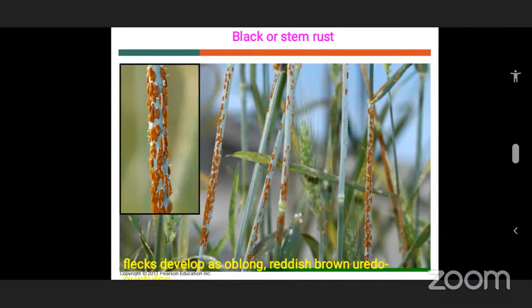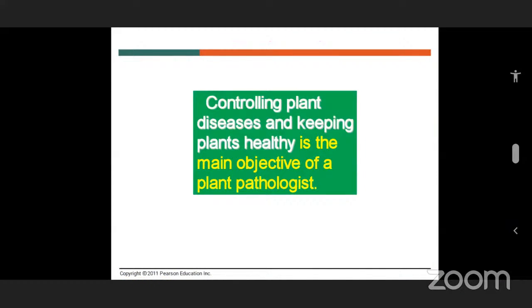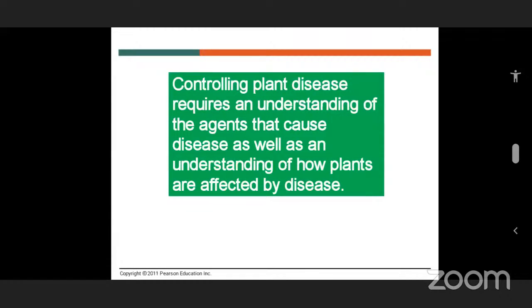Controlling plant diseases and keeping the plant healthy is the main objective of your plant pathologist's duty. Finally, remember that controlling plant diseases and plant health are also among the main responsibilities of the plant pathologist. So if you want to become a plant pathologist, you must control plant disease, keeping the plants in healthy conditions. So this is a brief introduction to the plant pathology.